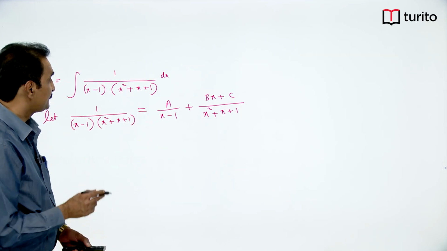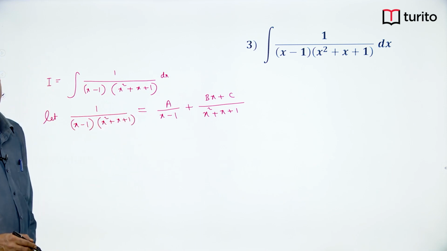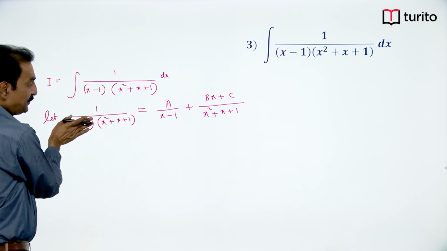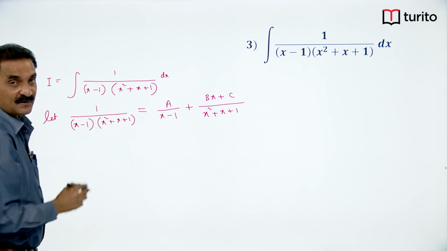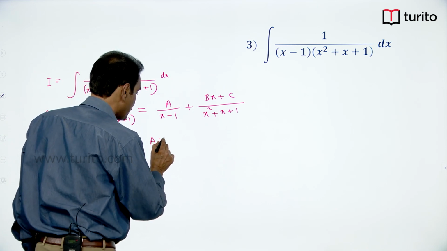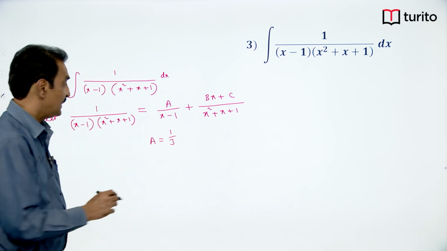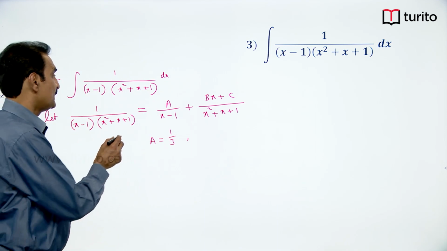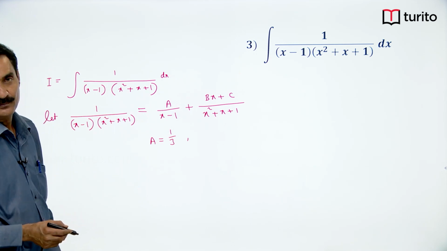Similarly, in this question, you can calculate a directly. How? Covering x minus 1 here and putting x is equal to 1 in the remaining. You will get 1 by 1 plus 1 plus 1, 1 by 3. A is 1 by 3. Shortcut way. For getting b and c, what will you do? You put some other value on both sides. Put x is equal to 0.